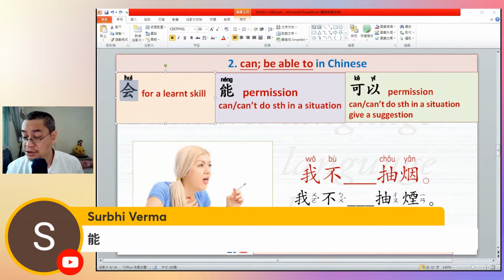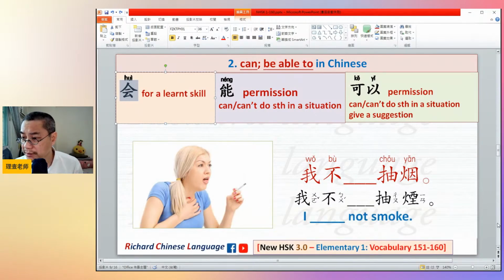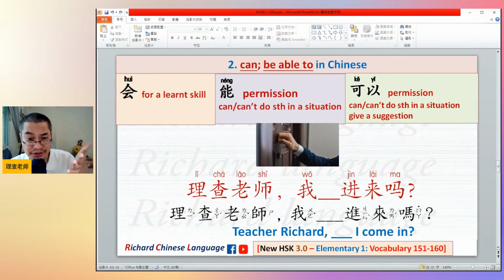Okay? So that's the situation. When you say 不能 or 不可以, you're talking about a situation. You cannot do something in a situation, in a place. Okay. One more quiz for you.